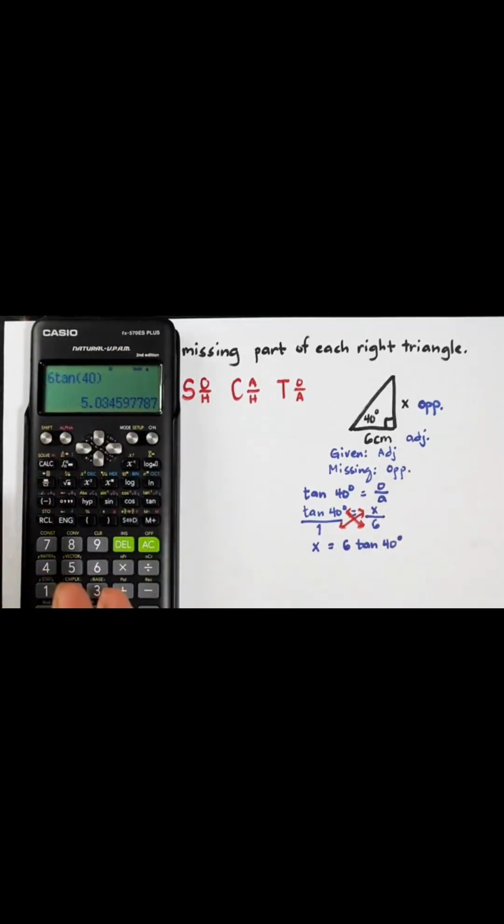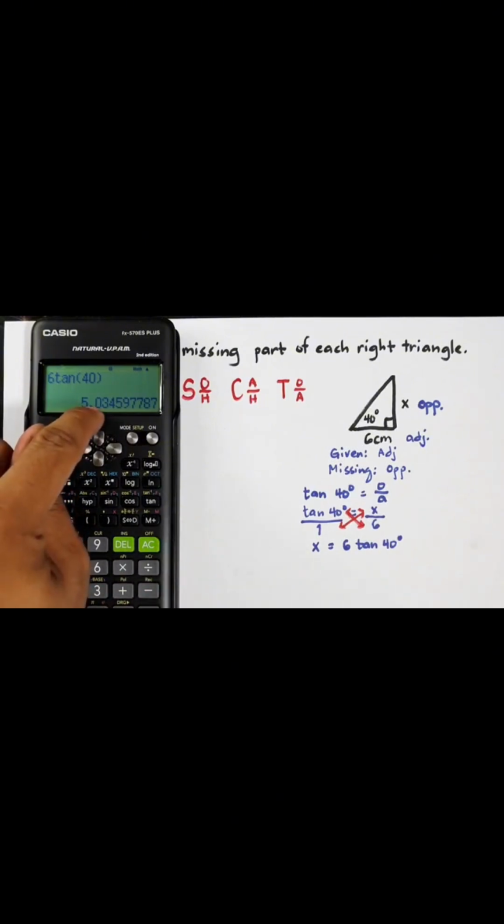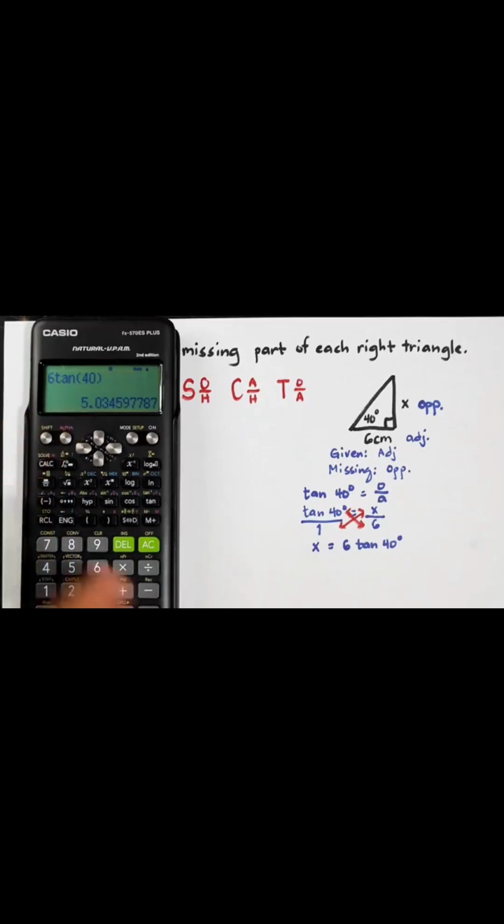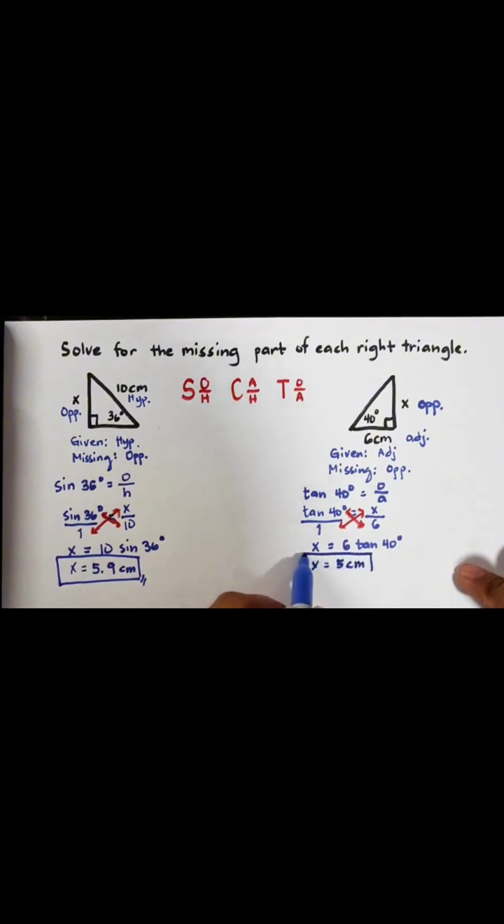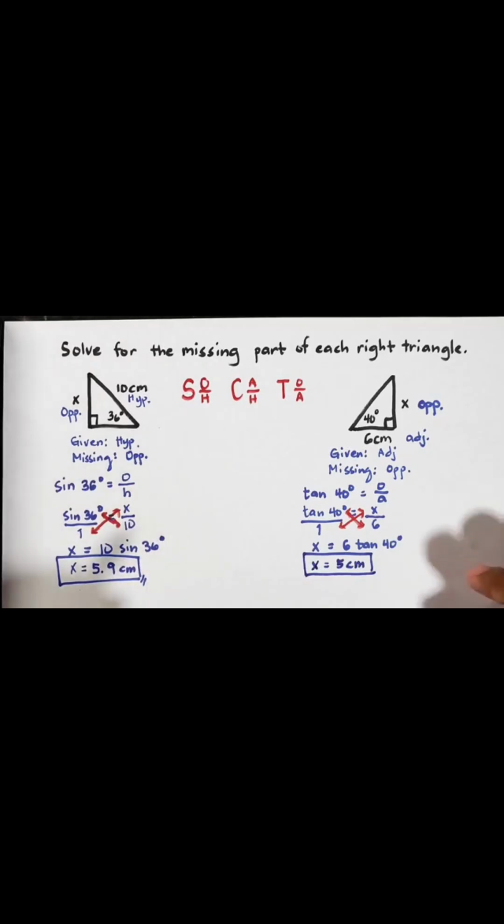We have 5.046977787. I told you earlier that we will only express our final answer in a single decimal. But since the decimal digit is 0 when we round it off, it is a whole number. Final answer, x is equal to 5 centimeters. And this is the answer for this problem, guys.